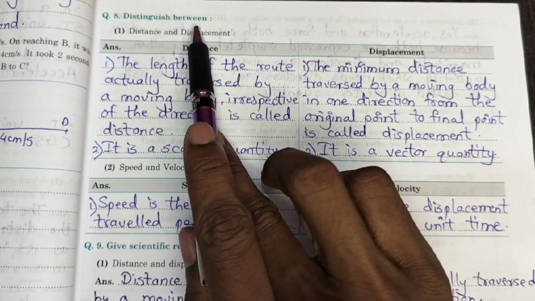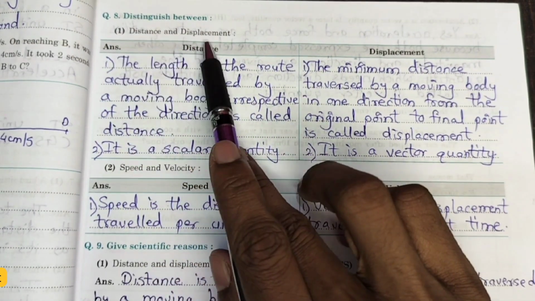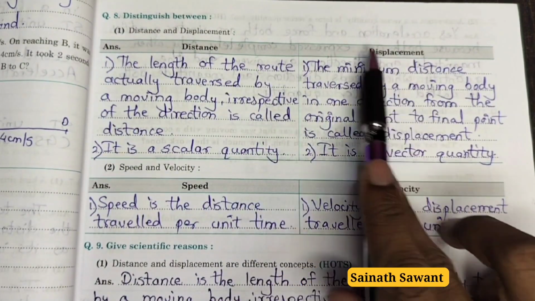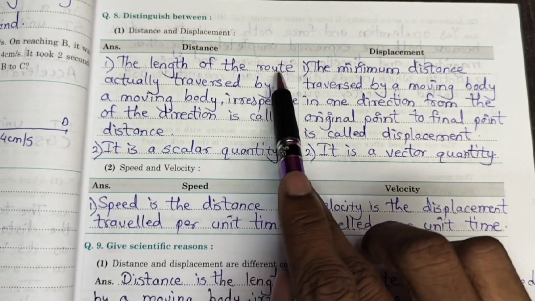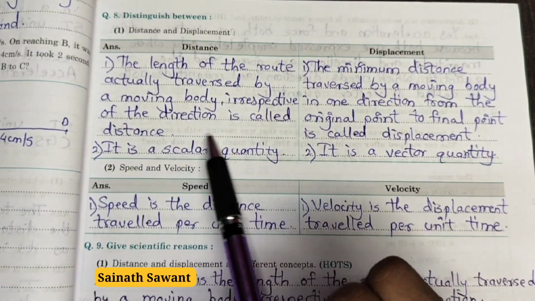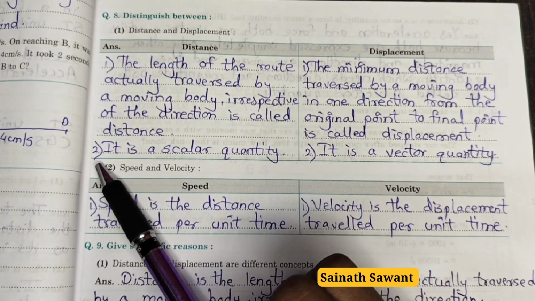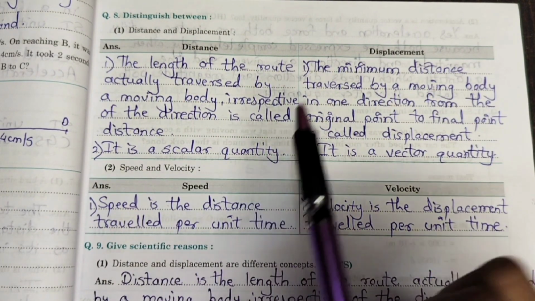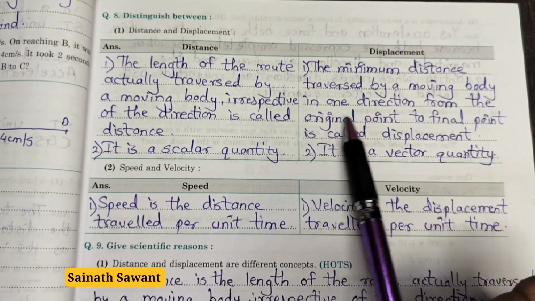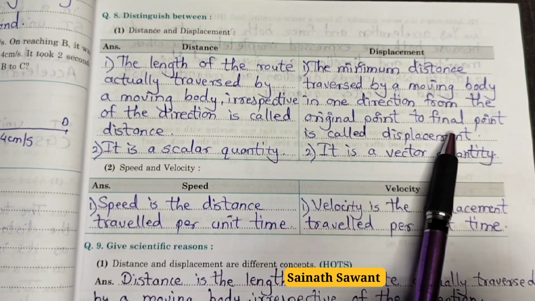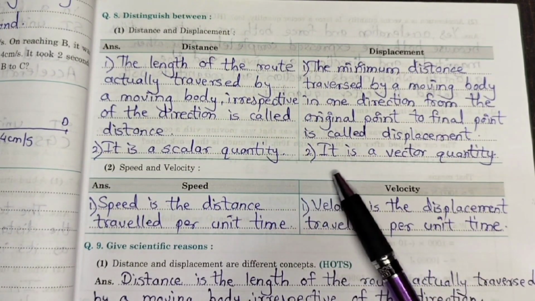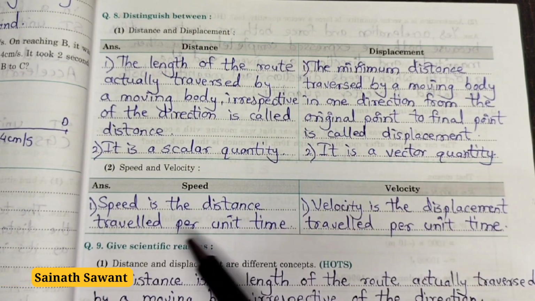Question number 8. Distinguish between. First, distance and displacement. Distance: first, the length of the route actually traversed by a moving body irrespective of the direction is called distance. Second, it is a scalar quantity. Displacement: first, the minimum distance traversed by a moving body in one direction from the original point to the final point is called displacement. Second, it is a vector quantity.